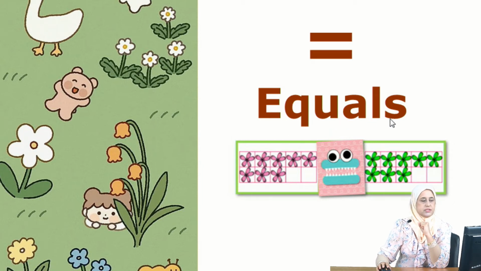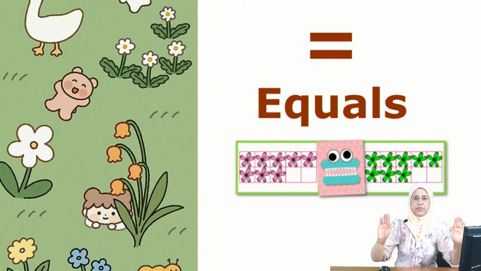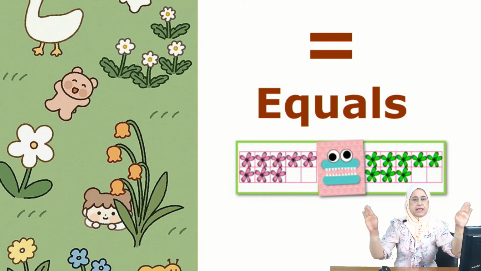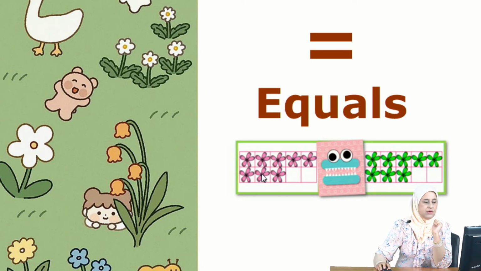E-Q-U-A-L-S. Equals. How equals? Same. Same number. This is 5. This is 5. Equal meaning is same, okay? Like flowers. 1, 2, 3, 4, 5, 6, 7, 8. The purple color flower is 8. Remember, okay? This number is 8.